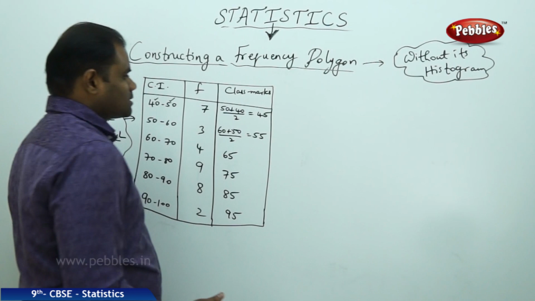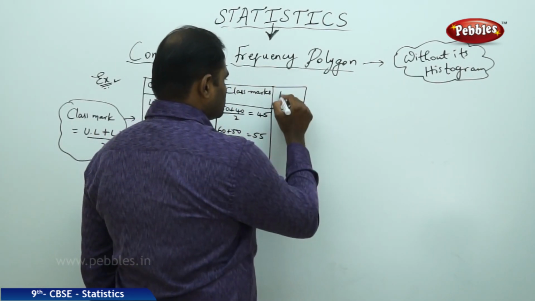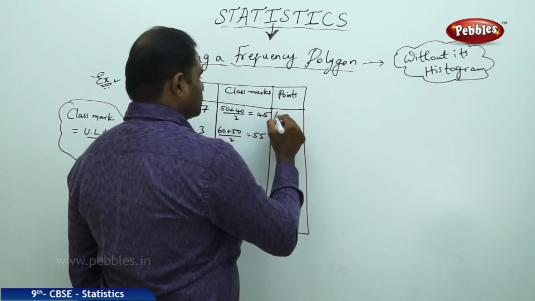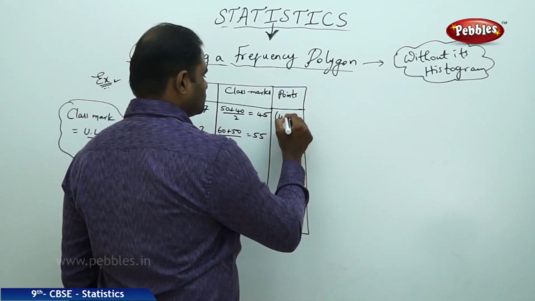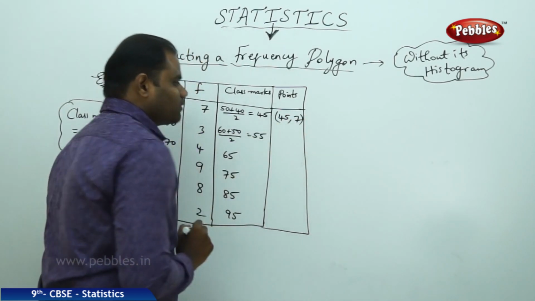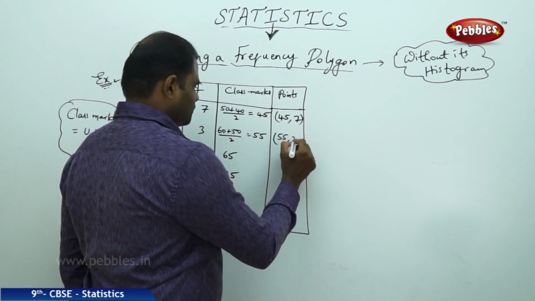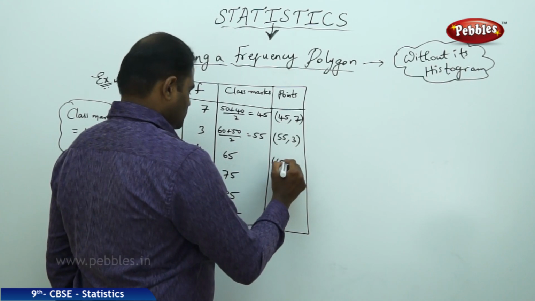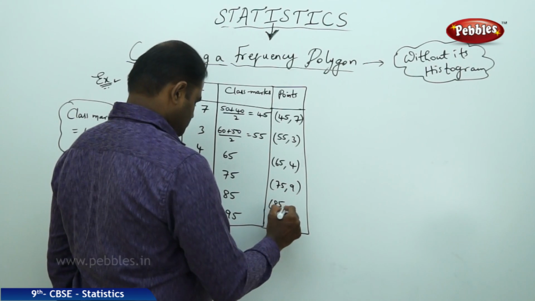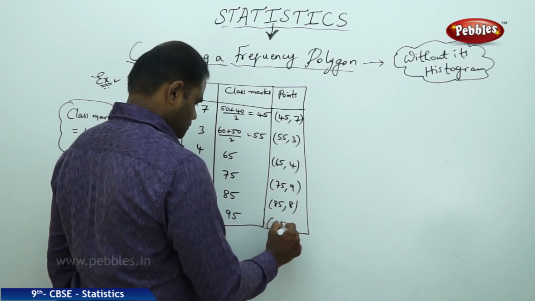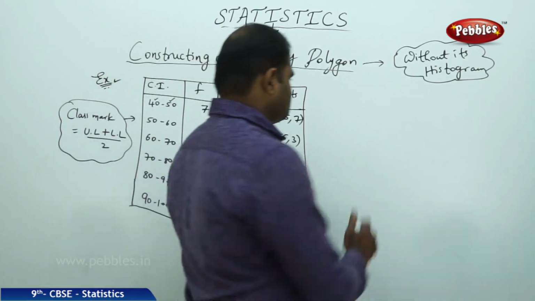Once we get the class marks, I pick the points and plot. So here I have the point with 45 and 7. My x coordinate is 45 and my y coordinate is 7. In the second case, my x coordinate is 55 and y coordinate is 3; then 65, 4; then 75, 9. So once I get the coordinates, it's all about plotting on the graph paper.